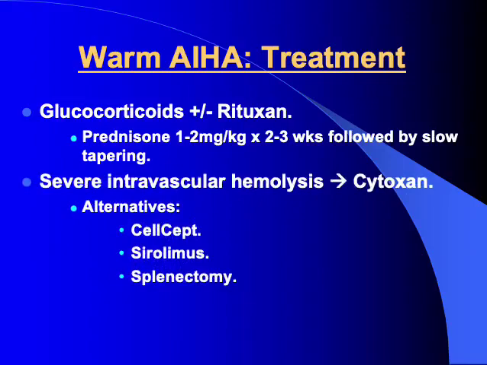Severe intravascular hemolysis, if that's the case, we may treat with cytotoxic drug cyclophosphamide. Alternatives: CellCept, sirolimus, or even splenectomy for severe cases. We supplement those patients with folic acid because of the high turnover during hemolysis.